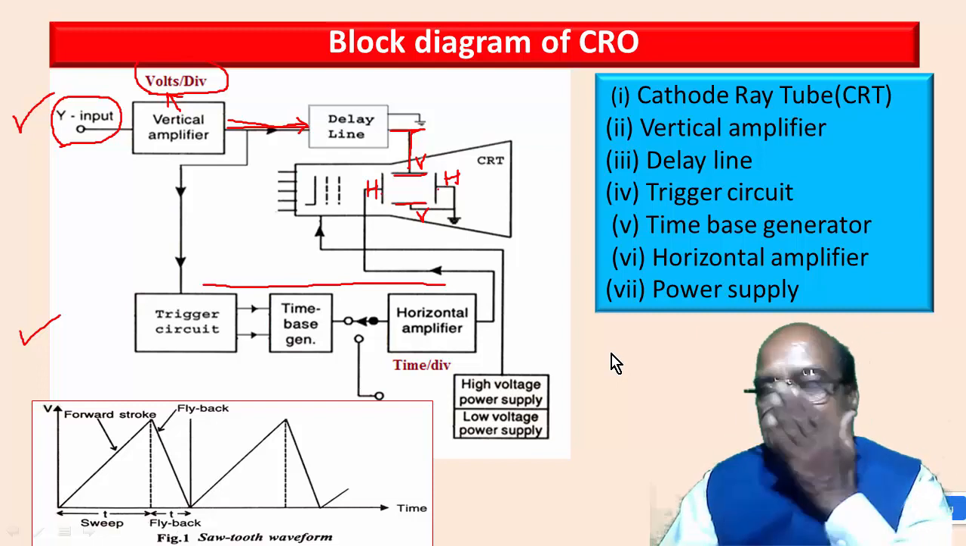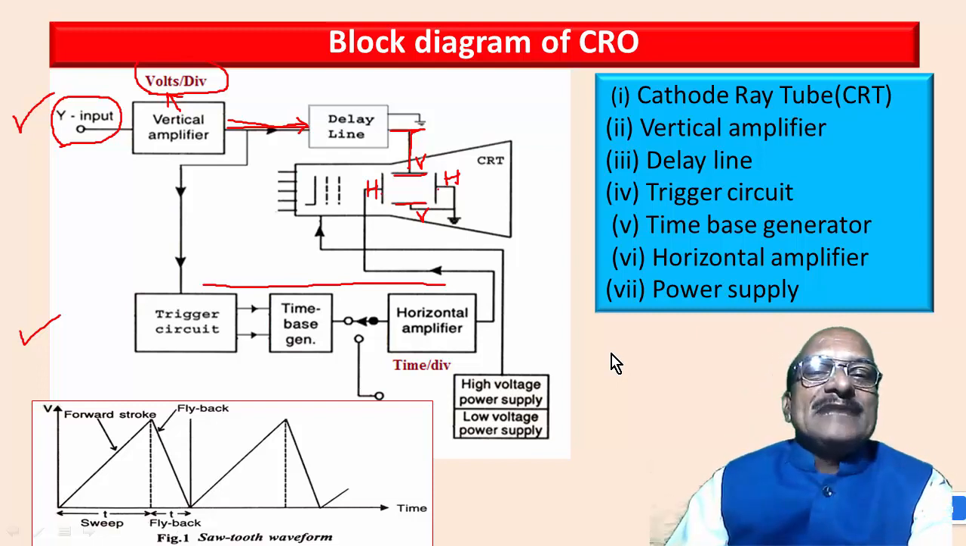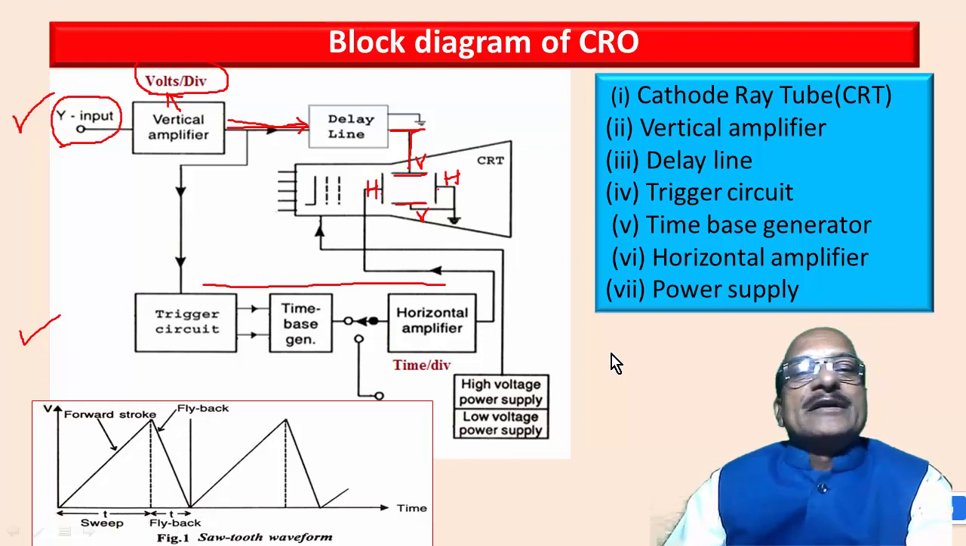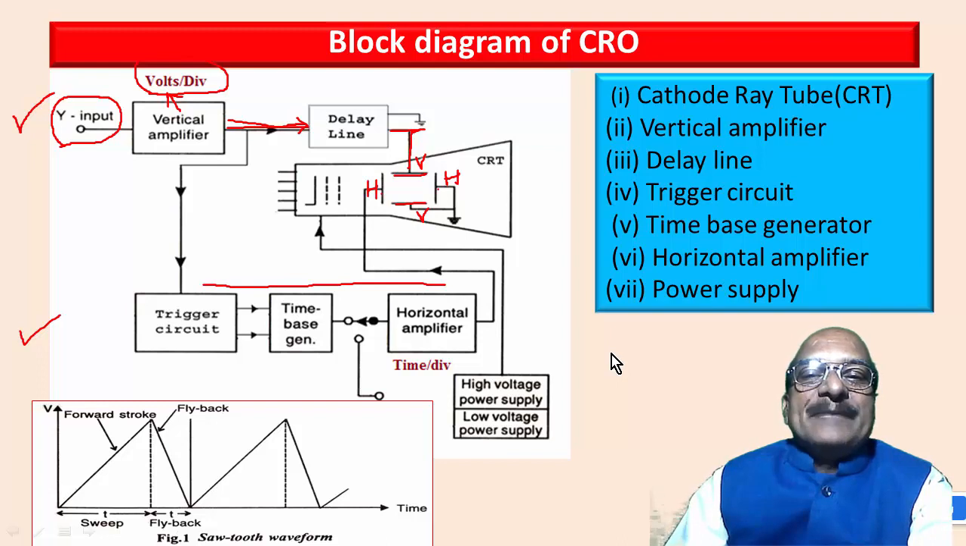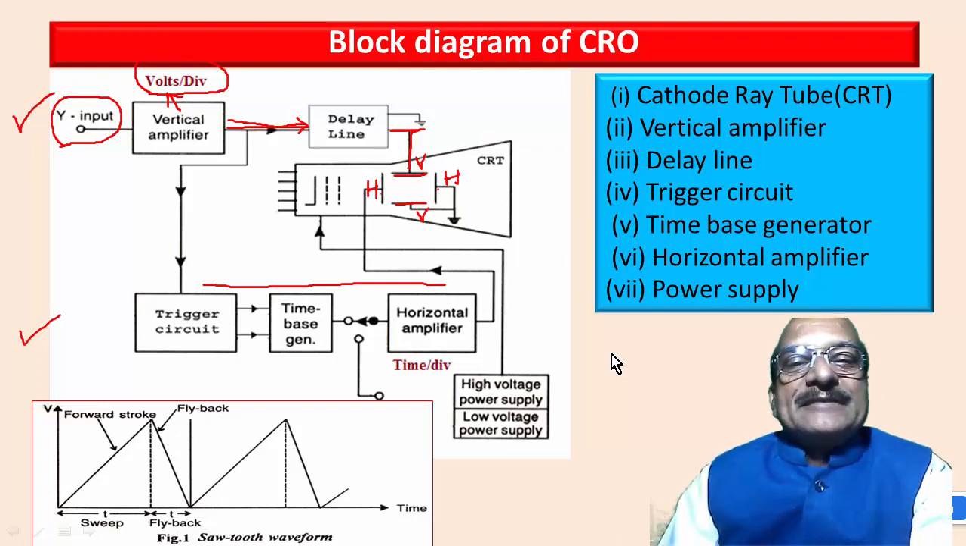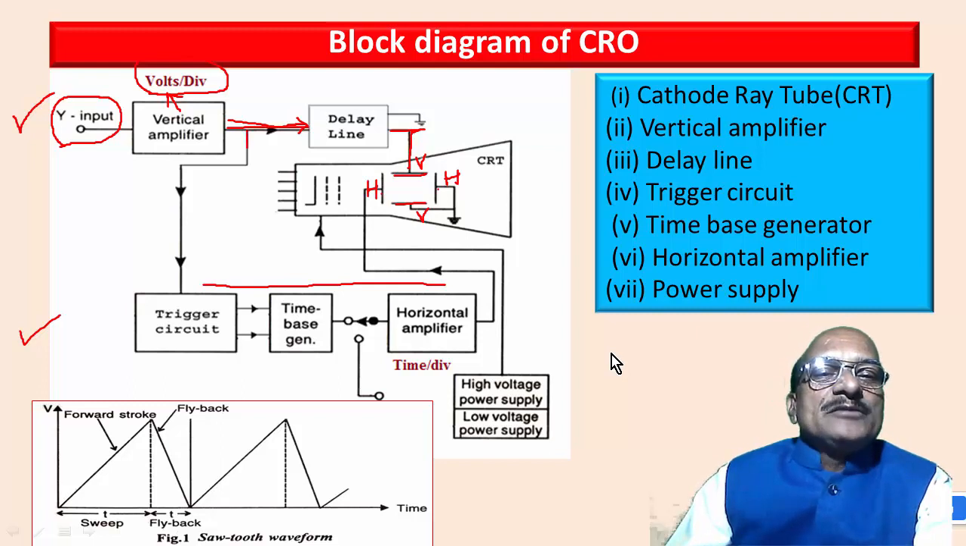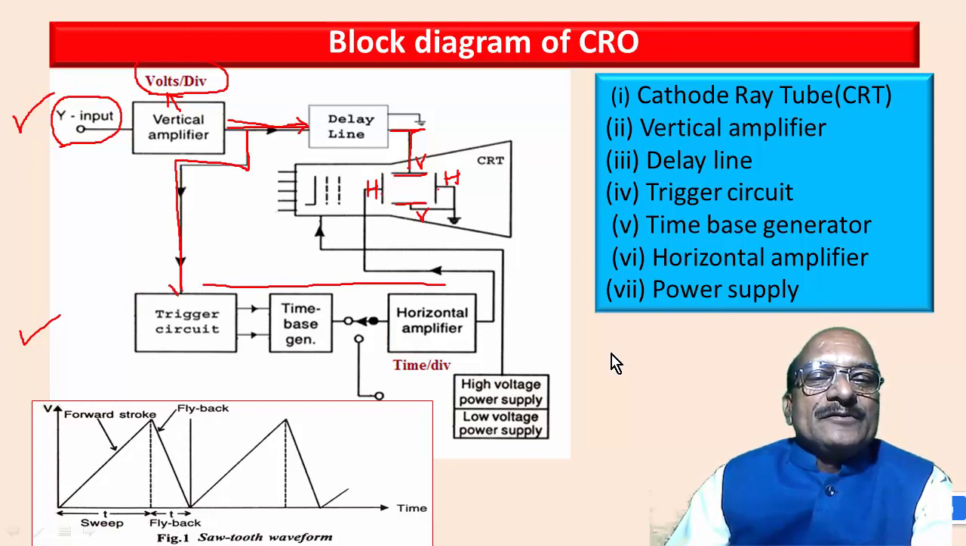Therefore, this is called the vertical amplifier, because its output goes to the vertical deflecting plates through the delay line. The delay line will provide the time delay for the vertical signal to reach the vertical deflecting plates. This is necessary for the synchronization of the unknown voltage applied to the vertical plates and the time-base voltage appearing on the horizontal deflecting plates. Now, a sample of the vertical signal is given to the trigger circuit. What will this trigger circuit do? The trigger circuit will provide a small trigger pulse to the time-base generator.